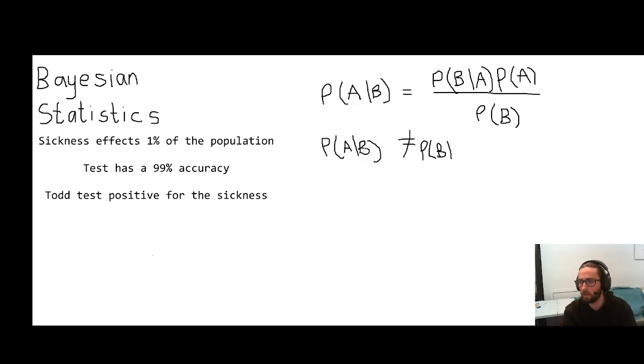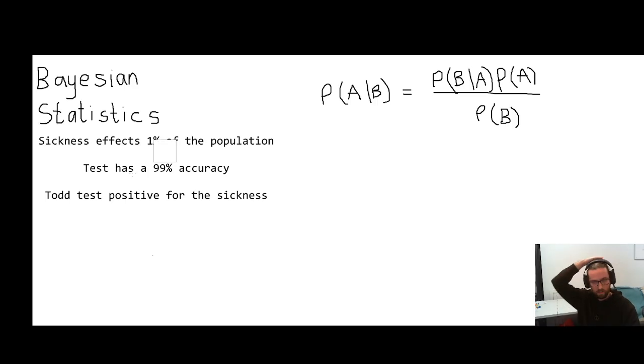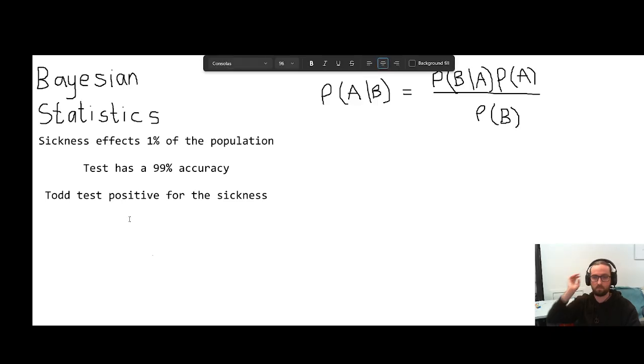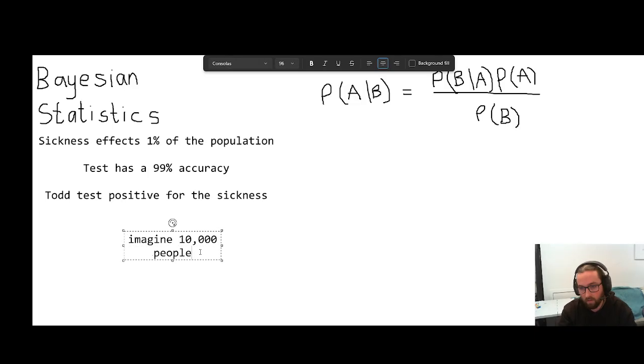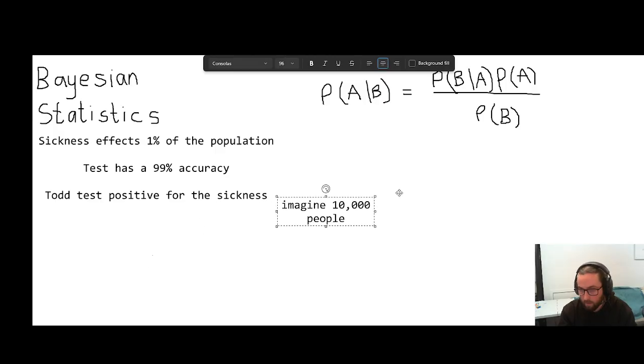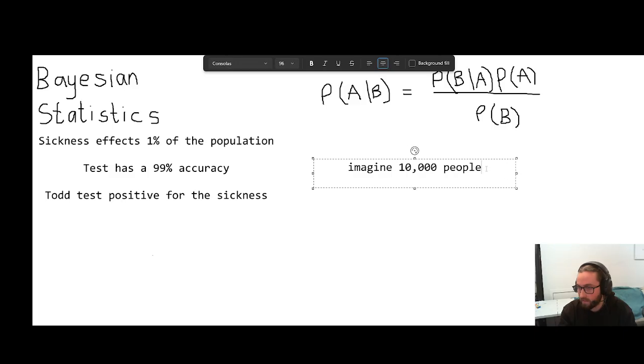So let's give a little example of what this sort of thing would look like. Let's say it affects 1% of the population. So let's imagine there's 10,000 people, picked uniformly at random. So what can we say about these 10,000 people? Let's say they all get tested.